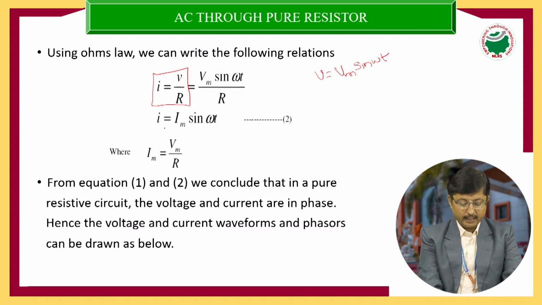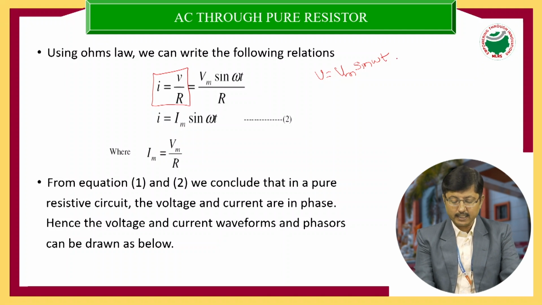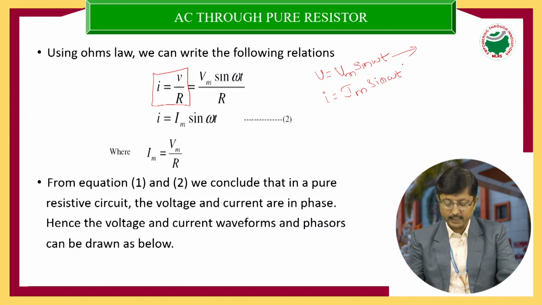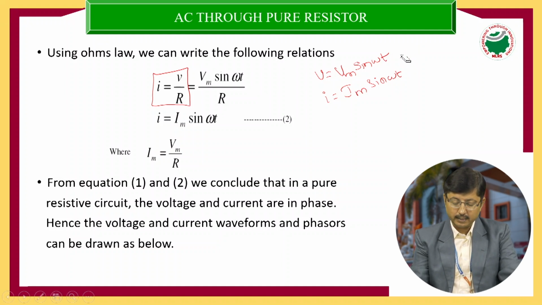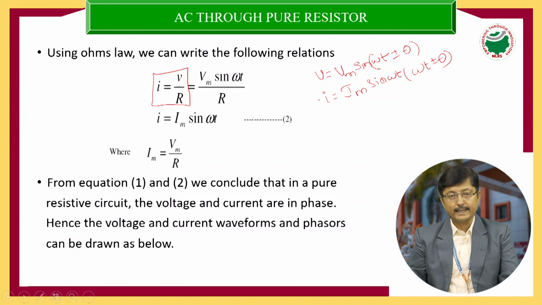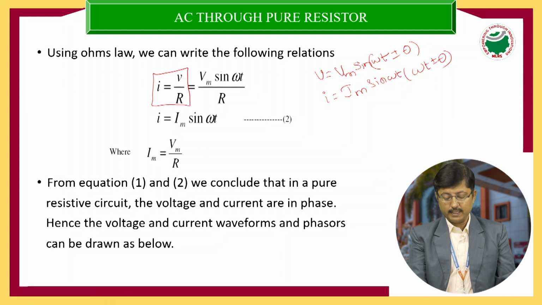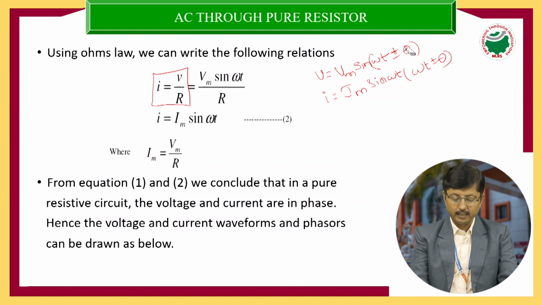Here I can relate this to a standard relation. This is the standard relation for the voltage, and the standard relation for the current is I equals Im sin omega t. In general, the standard expressions are V equals Vm sin(omega t plus or minus theta) and I equals Im sin(omega t plus or minus theta). So these are the standard expressions for voltage and current, with plus or minus theta here, or sometimes plus or minus pi.